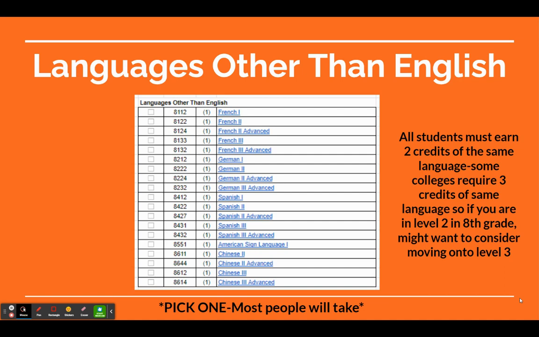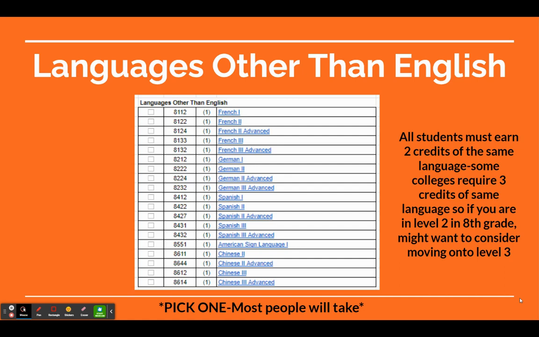If you're at a school that had a level 2 option offered, so let's say, for example, in 6th grade you sat in French 1A, in 7th grade you sit in French 1B, and now as an 8th grader you're currently sitting in French 2. Technically, as long as you pass, you will have met your language requirement. But here's the thing. A lot of colleges want to see at least 3 years of a foreign language. When I say 3 years, I mean 3 credits. So they really want you to go through level 3.